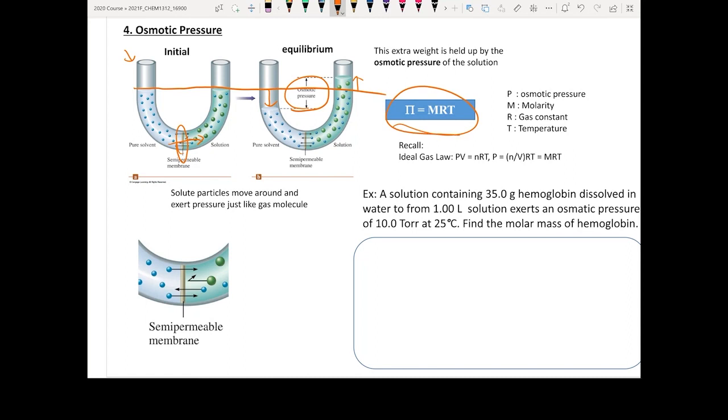Pi equals M times R times T, where pi is the osmotic pressure, and M is the concentration term, but this M is the molarity, which is the number of moles of solute per liter of solution. Again, it has to be this unit. If you use other concentration units, you get the wrong number.